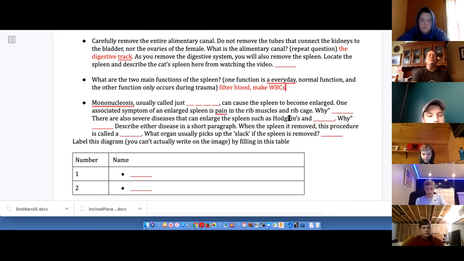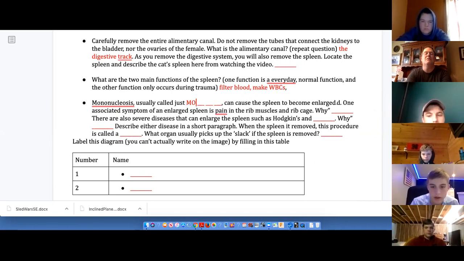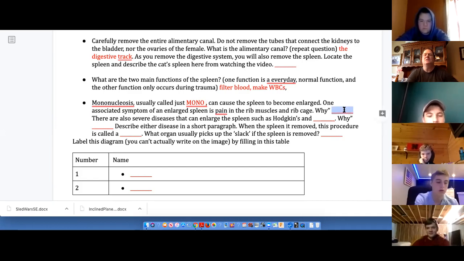Okay, mononucleosis, usually just called mono, can cause the spleen to become enlarged. One associated symptom of an enlarged spleen is pain in the rib muscle and rib cage. Right? Why do we get pain in our rib muscles or our rib cage if we have an enlarged spleen? It pushes into your ribs. Yes.